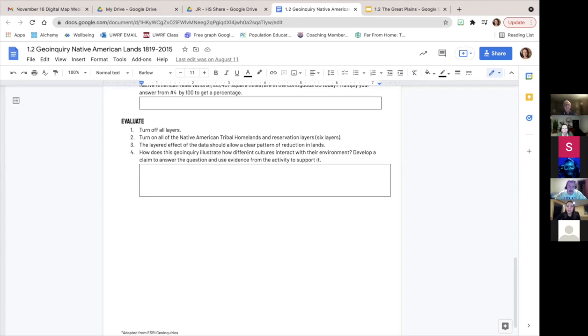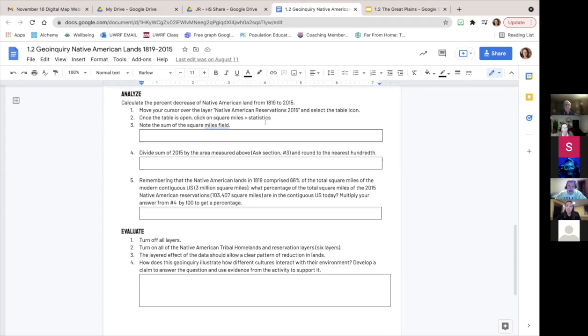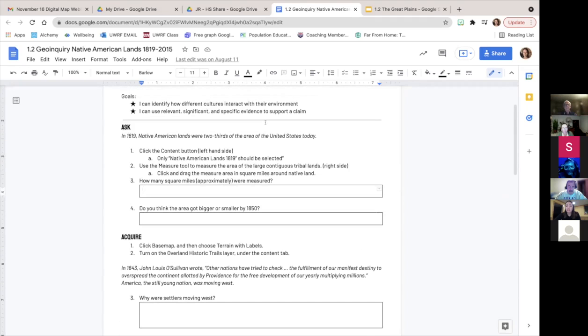I really just had students utilize our inquiry skill of developing a strong claim that's supported by evidence, and then connecting it to that content standard of cultures interacting with their environment. So that is pretty much the main portion of class.